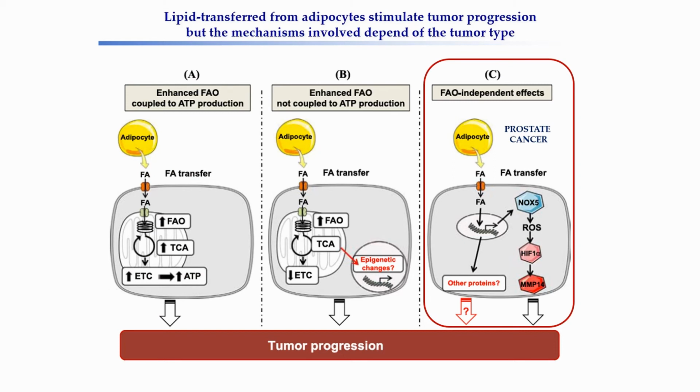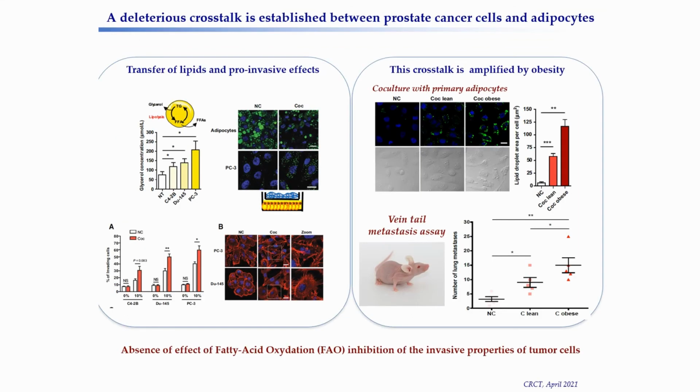I don't know if I have time. I will show you some results in prostate cancer, maybe skipping some results. We have performed similar experiments in prostate cancer. In prostate cancer, what we found, again, is simple. We have an increase in induced lipolysis activity. We have an increased accumulation of lipids in co-cultivated cells and a decrease in lipid content in adipocyte, increased invasiveness, and again, increased metastasis in vivo using the tail vein assay.